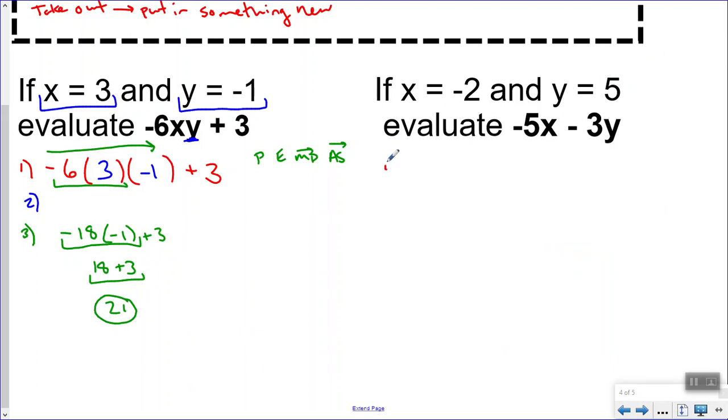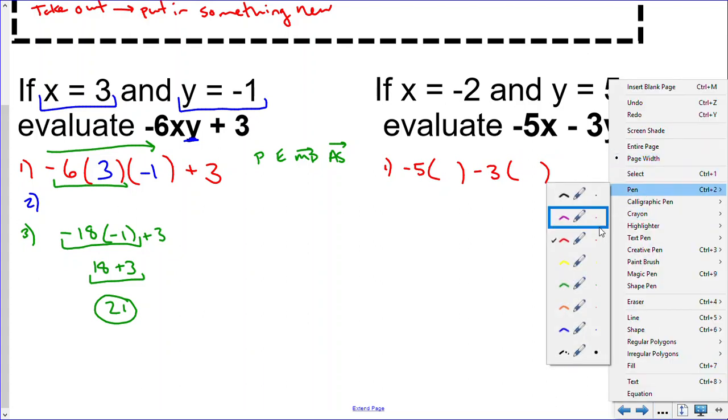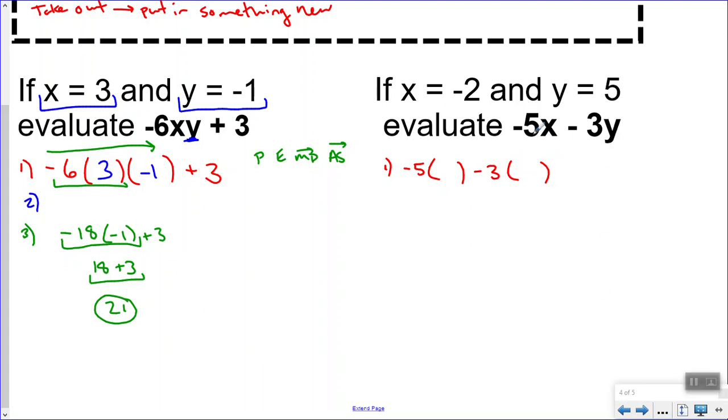The first step is to rewrite the problem, except I take out the variables, and I put in my parentheses. So I've rewritten everything exactly the same. Negative 5, instead of x, we've got parentheses. Minus 3, instead of y, we've got parentheses. Then, we're going to go ahead and substitute. So x equals negative 2, so instead of negative 5 times x, we have negative 5 times negative 2. Y equals 5, so instead of 3 times y, we're going to have 3 times 5.